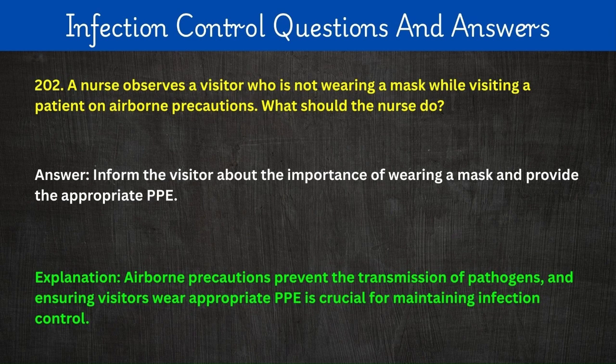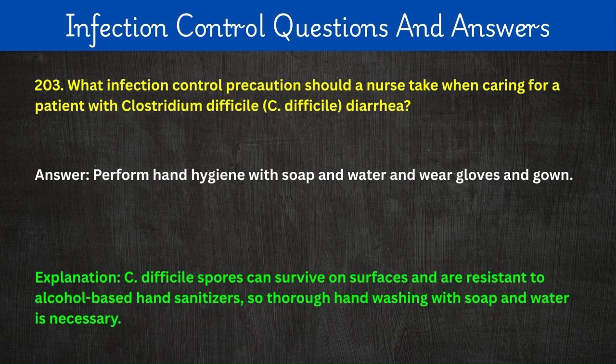What should the nurse do? Answer: inform the visitor about the importance of wearing a mask and provide the appropriate PPE. Explanation: airborne precautions prevent the transmission of pathogens, and ensuring visitors wear appropriate PPE is crucial for maintaining infection control.